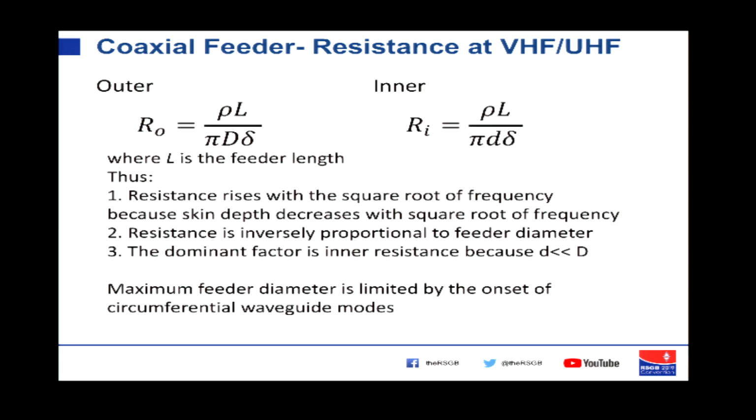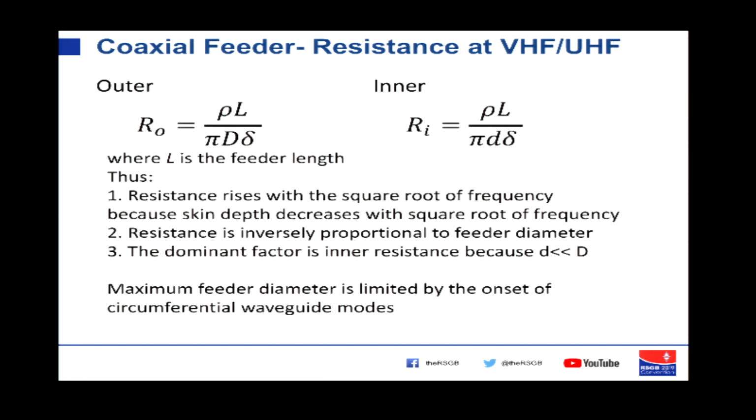resistance at VHF, UHF. You work it out the same way as at DC, but you've got the resistivity, the length of the conductor, the size of it. So in this case, if we're going through the skin effect depth on the outer, it's pi times the big diameter times the skin depth, and on the inner, it's pi times the little diameter times the skin depth. So the point is very simple. Because the inner in a coaxial cable is smaller than the outer, most of the loss is in the inner of the cable. And in order to minimize that loss, you need to make this little d as big as you can.